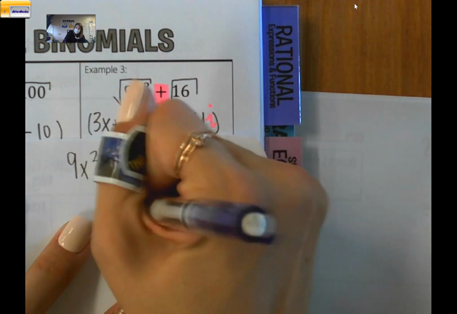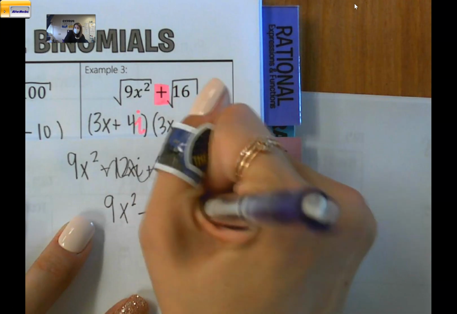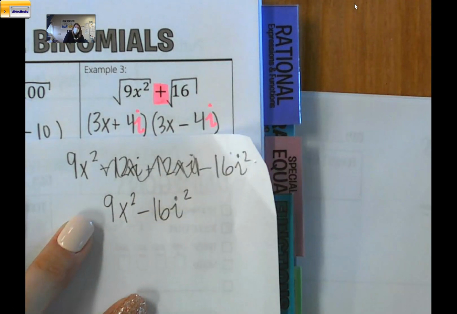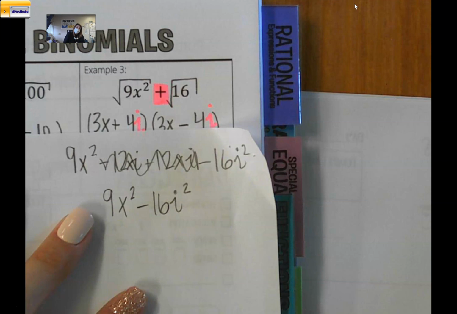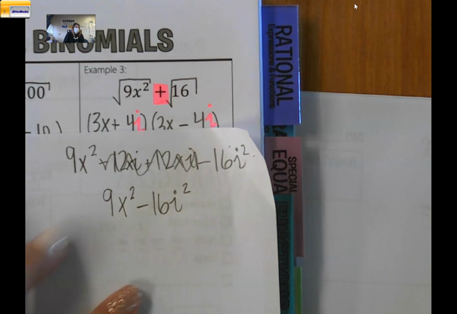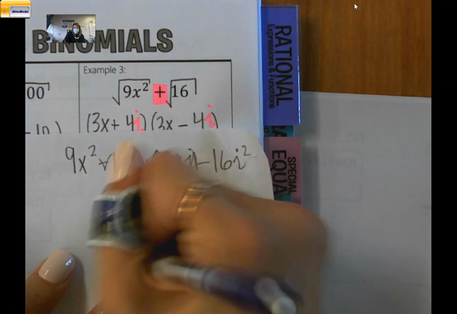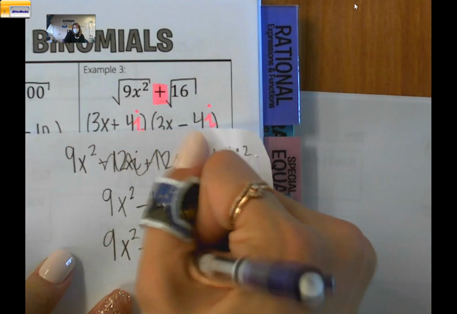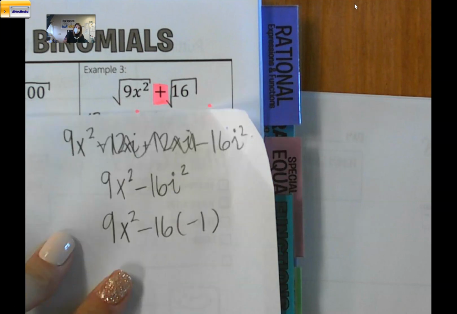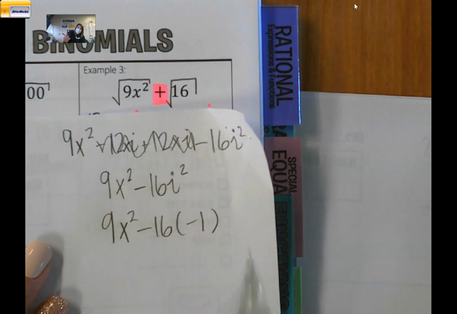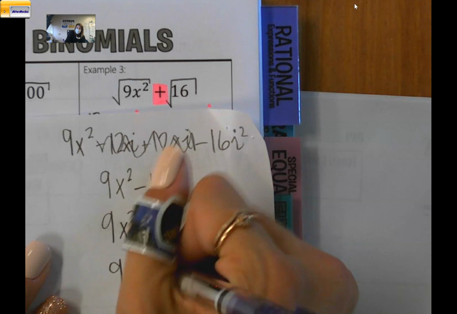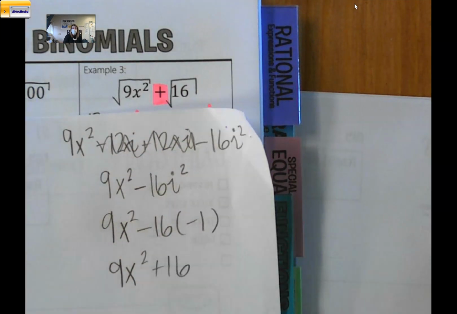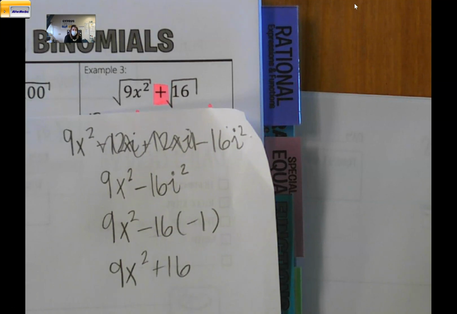And now what I have is 9x squared minus 16i squared. Does anybody remember what i squared equals? It's okay if you don't. Negative 1, excellent. i squared equals negative 1, and that's how it changes back to the positive. That ends up becoming 9x squared plus 16. You won't be tested on that. I'll never ask you to do that on a quiz.